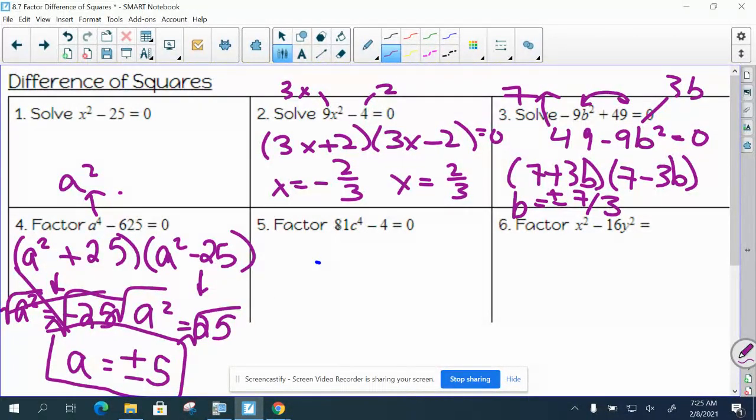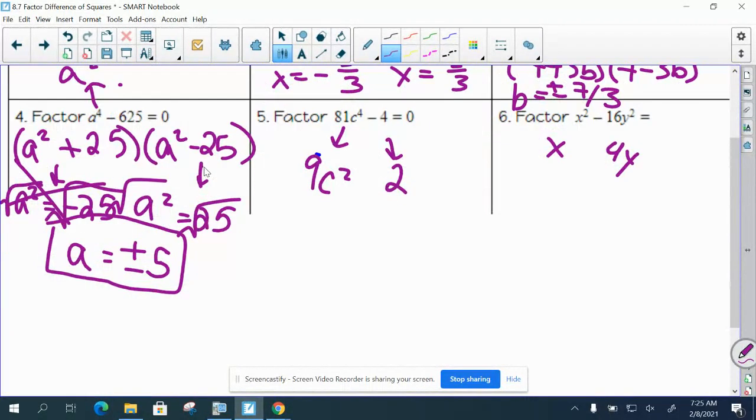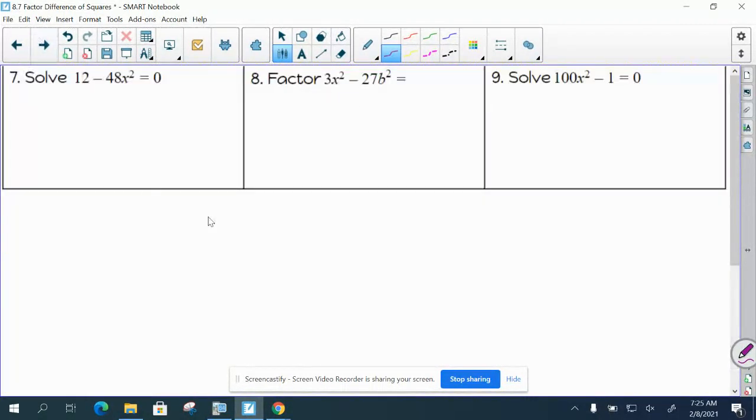All right, and so just to give you a little tip here, this would be 9c squared, and this would be 2, and then this would be x, and this would be 4y in parentheses. So I'm not going to do all of the questions to keep the video short.